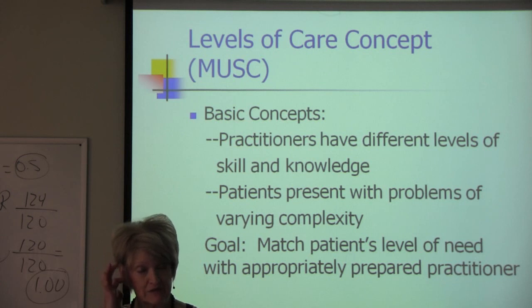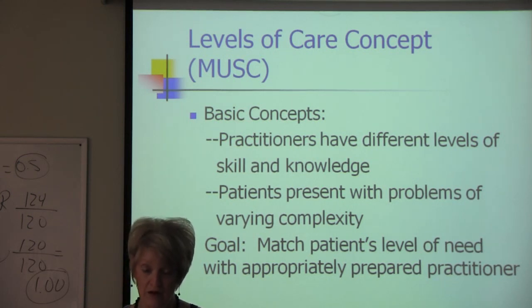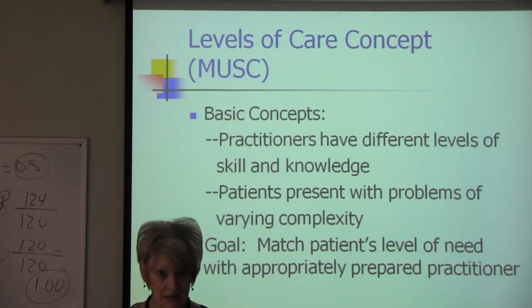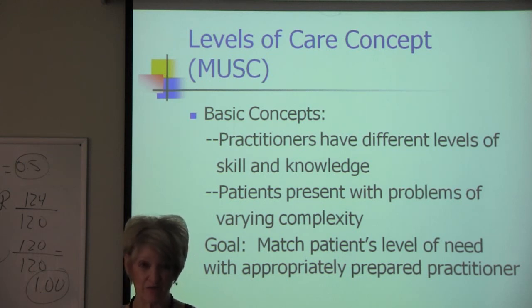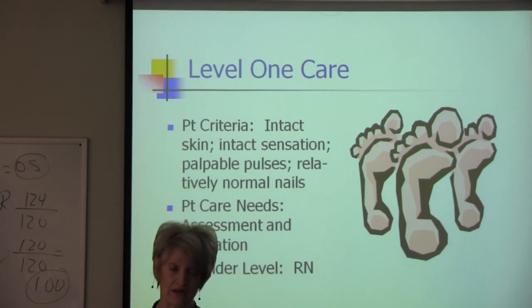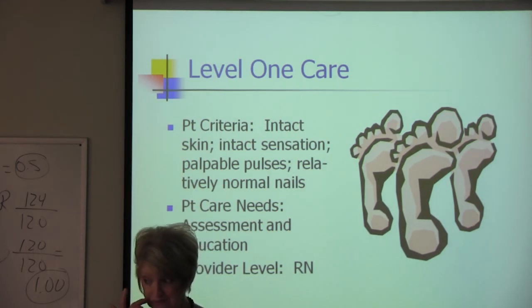So the basic concepts underlying this levels of care model are that practitioners have different levels of knowledge and skill and expertise. Patients have different levels of clinical needs. Some patients need just assessment and education and maybe minor assistance, and others have very complex foot and nail problems. And so the goal is to match the practitioner's level of knowledge and skill with the patient's level of need. And so they divided foot and nail care into literally 3 levels of complexity.